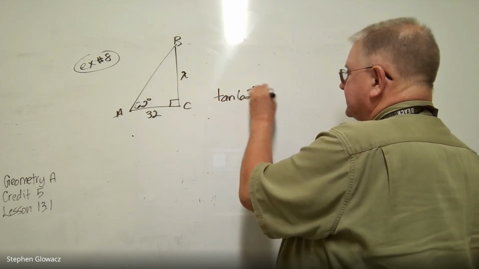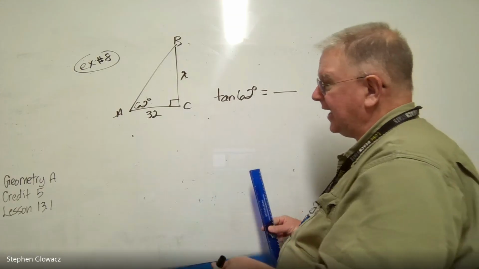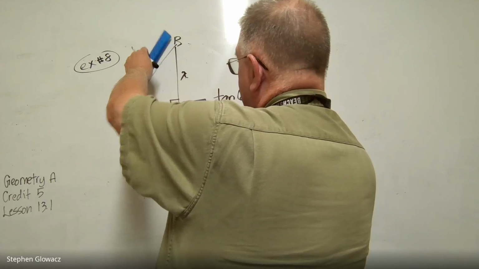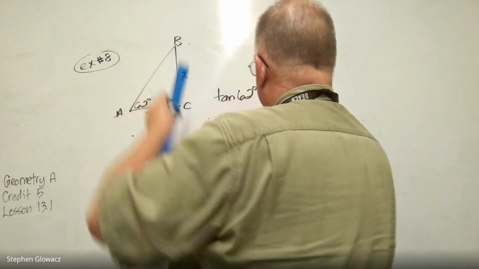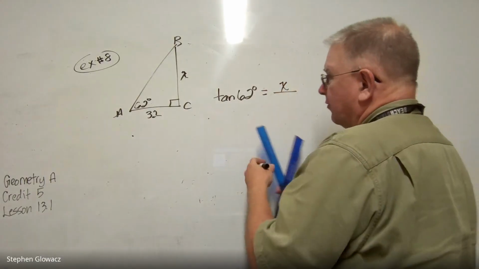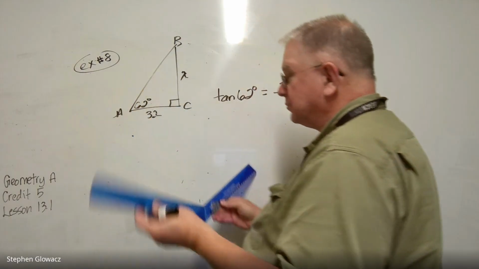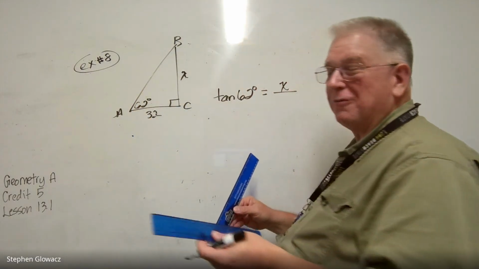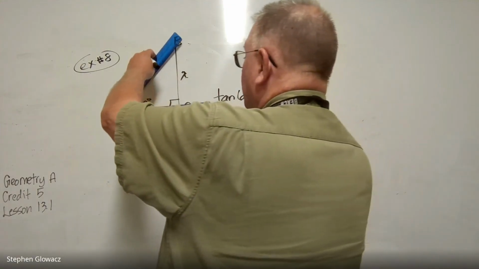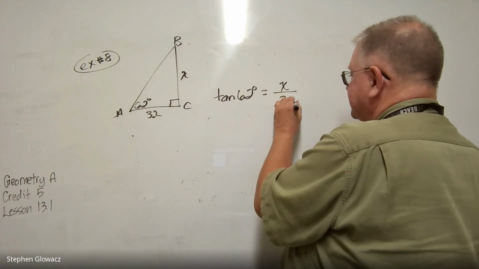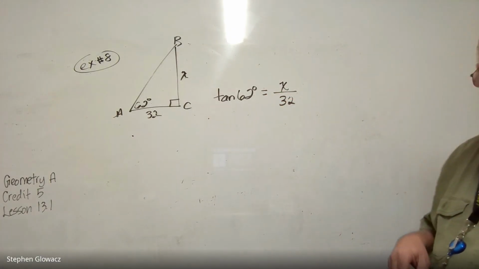So tangent of 62 is equal to the opposite leg. So here's the 62-degree angle. The opposite leg would be x, because that's not part of what forms the 62-degree angle. The adjacent leg is part of what forms that angle. So the adjacent leg would be the 32. And so we have tangent of 62 is equal to x over 32.